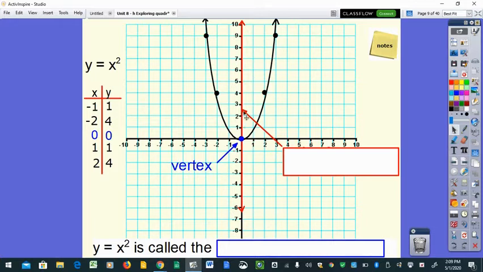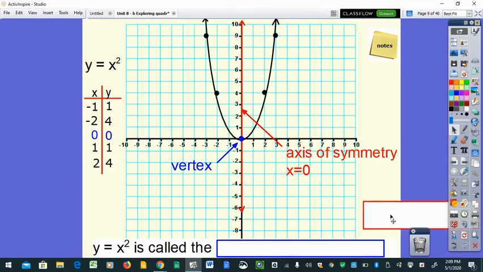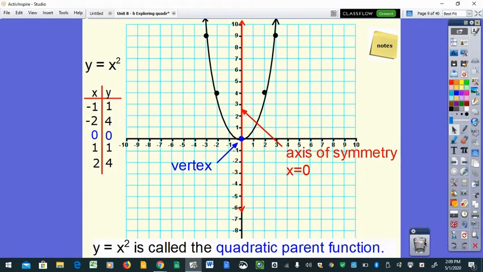And I want you to look at the red line that runs through the vertex, that vertical line right through the vertex, and I want to write the equation of that line. So it's going to be x equals, because it's a vertical line, and it will always be x equals the x coordinate of the vertex. So in this case, it will be x equals 0. Now you might remember back from Unit 3 in family functions that we called this parabola the quadratic parent function, and then we would talk about all other parabolas and how they differed from the parent function, and that's what we'll talk about going forward today.